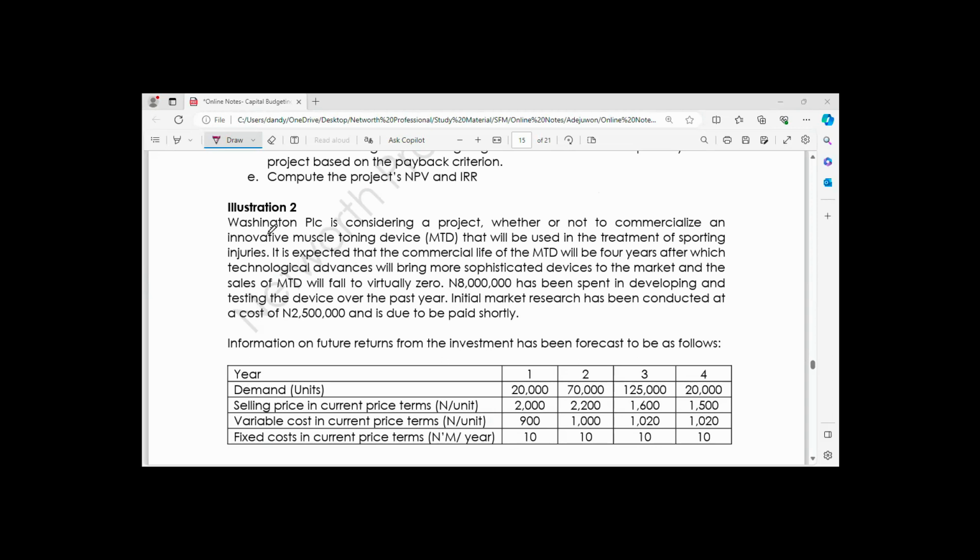Move on. So I need somebody to read for me illustration number 2. Let's attempt illustration number 2. Who is helping us to read? I've been doing the talking since. I asked you to ask me questions, but none of you asked any question. So I want you to participate. I need somebody to read for me. Who is reading the question on Washington PLC?